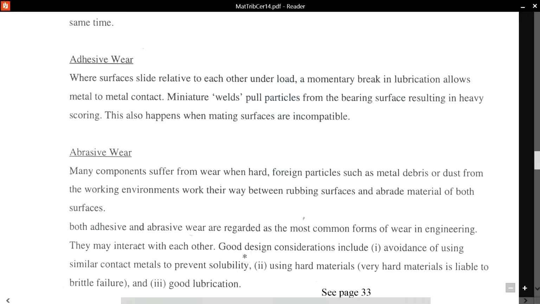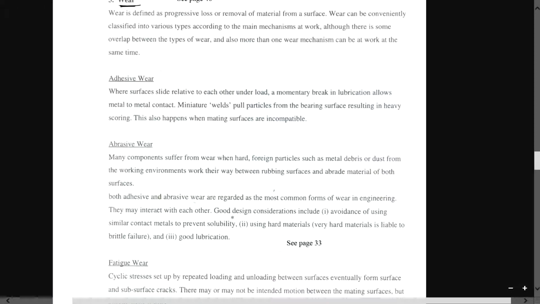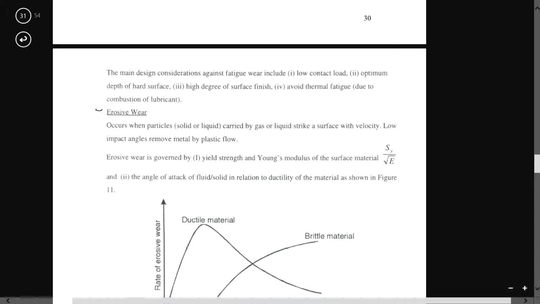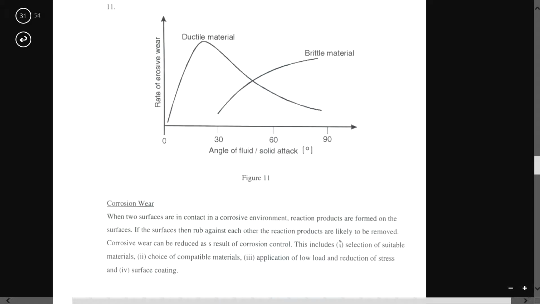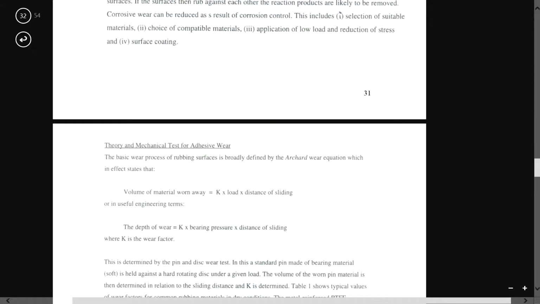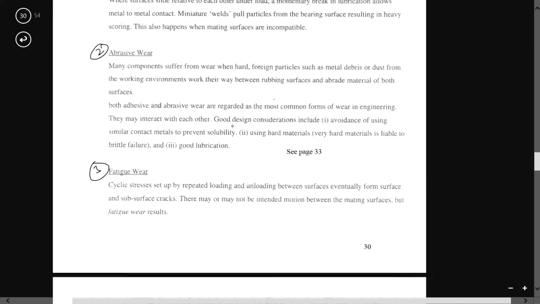Alright, so there are a few types of wear. The first type is adhesive wear, second is abrasive wear, third is fatigue wear, and the last one is erosive wear. I don't know whether there is any other wear. Now there is still another one, corrosion wear. So there are in total five types of wear.